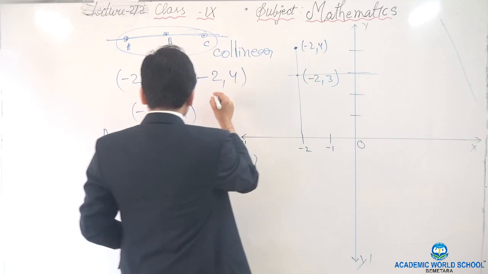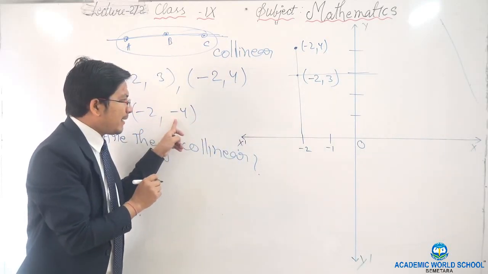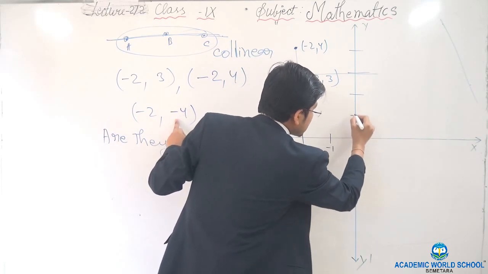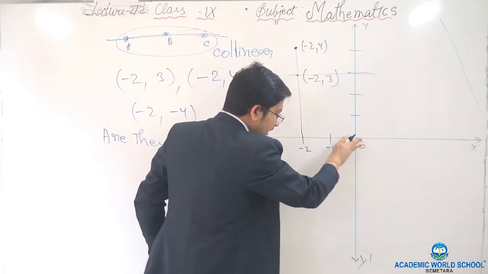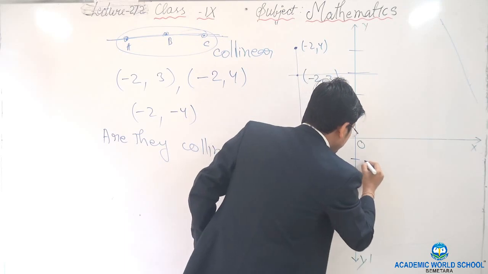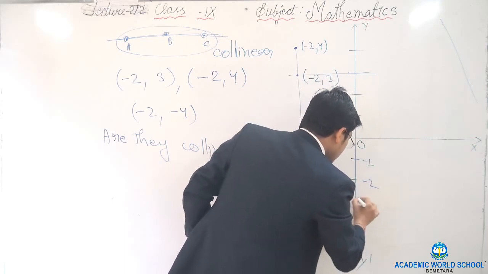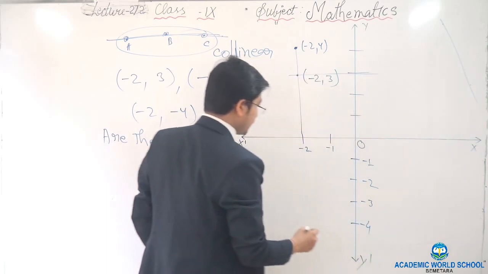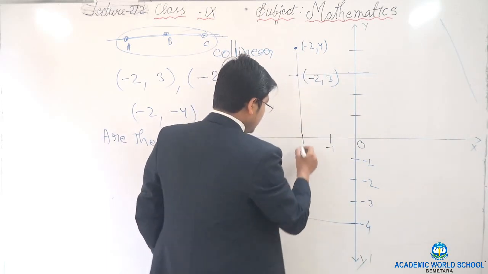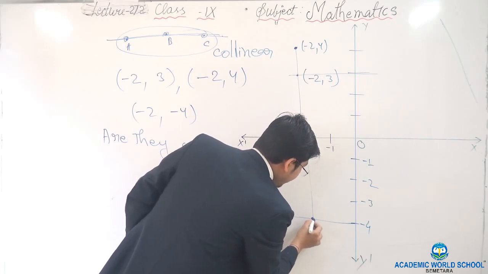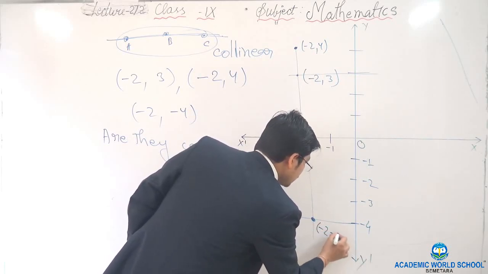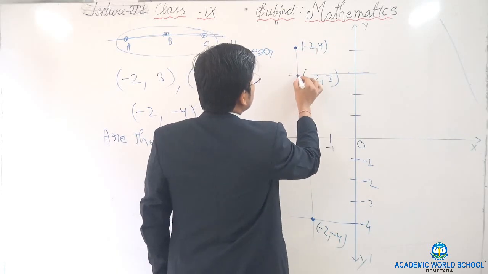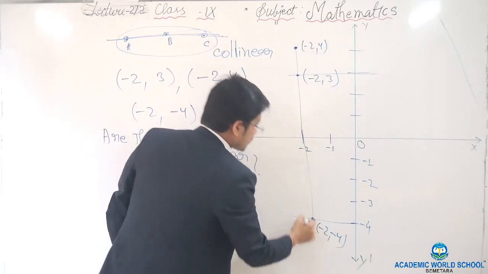And now the next point is minus 2 comma minus 4. So minus 4 means 4 in the negative y direction. This is minus 1, minus 2, minus 3, and minus 4. So this will be the point minus 2 comma minus 4. And these are the points: minus 2 comma 4, minus 2 comma 3, and minus 2 comma minus 4.